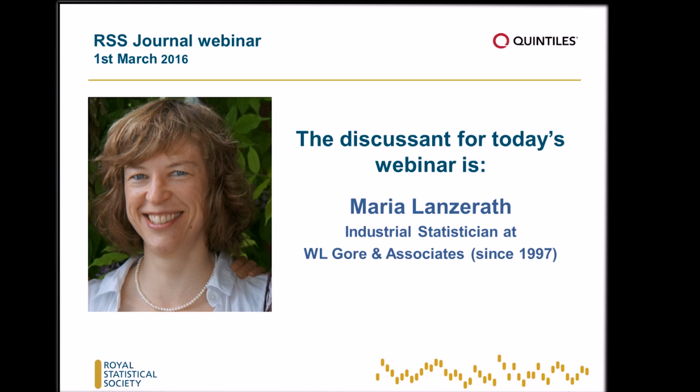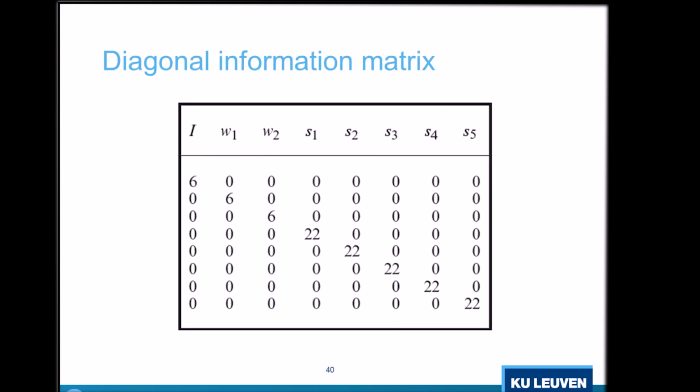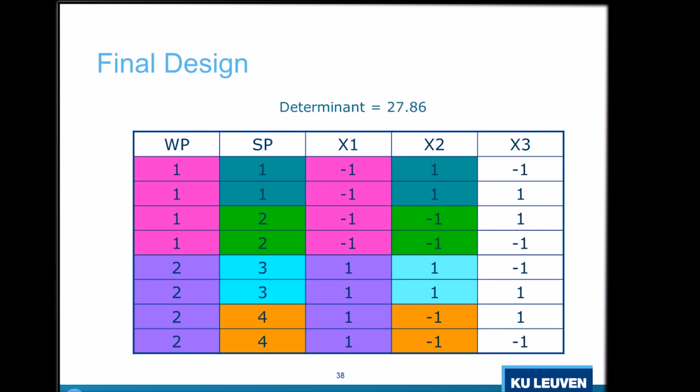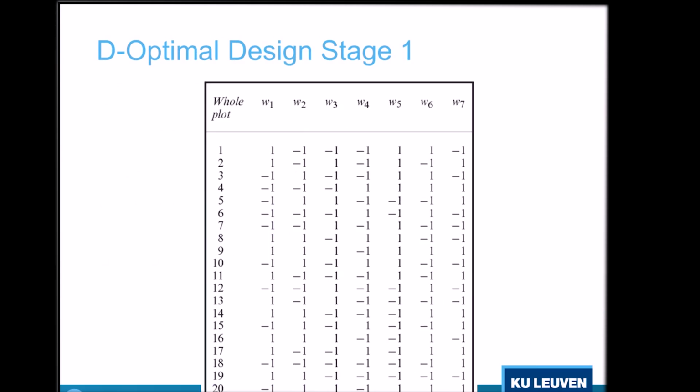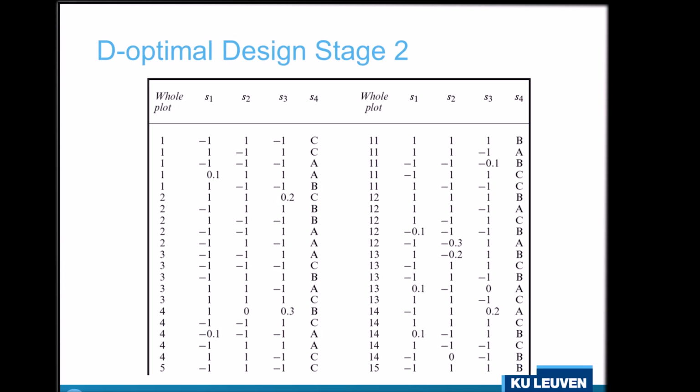Maria, please. Yeah. Hello, everybody. Thank you for your talk, Peter. I enjoyed it very much. And I would like to start with a pretty specific question on slide number 42, where you presented the design for the polypropylene experiment. Slide 42. Here it is. That one. Yes. Where we can see the levels for the subplot factors.